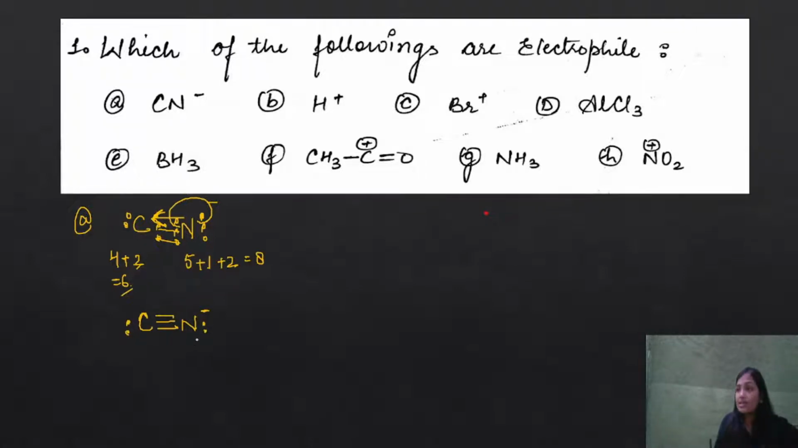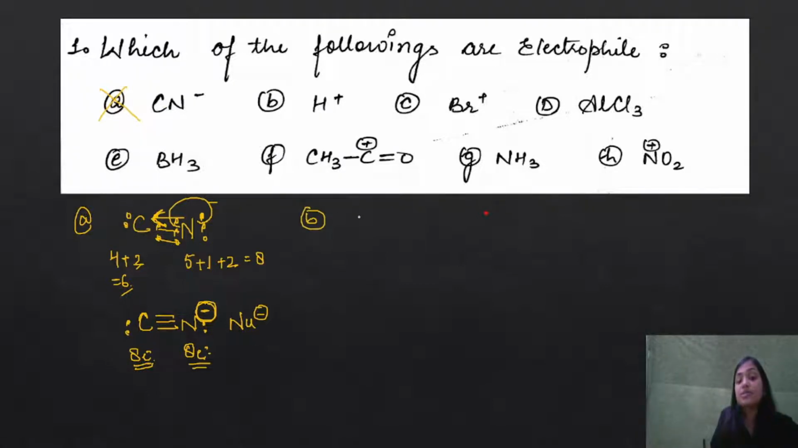Because of the back donation, the carbon's octet is complete, nitrogen's octet is complete. So they are 8 electron species. This is also 8 electron, this is also 8 electron, and ultimately they are bearing a negative charge, so they are said to be nucleophilic. Now you tell me, is this electrophile? No, this is not electrophile. Because of the back donation, its deficiency is getting completed. Ultimately, it is bearing a negative charge. They both are 8 electron species. This is not electrophile. Actually, this is nucleophilic in nature.